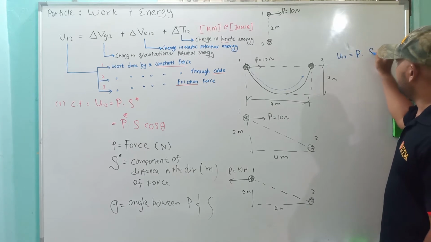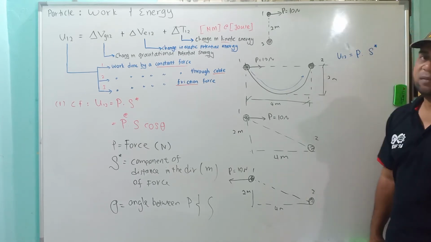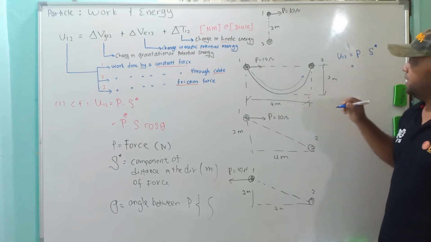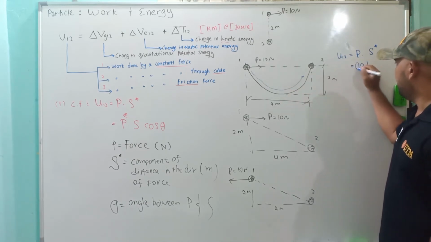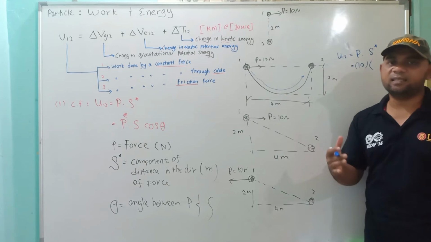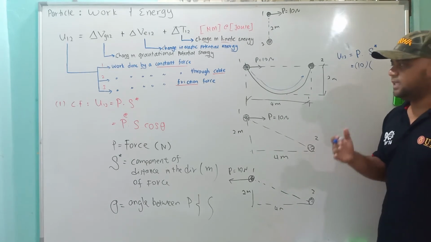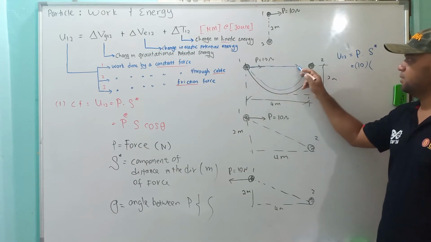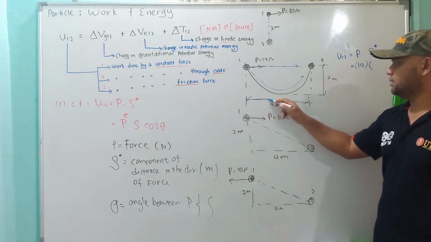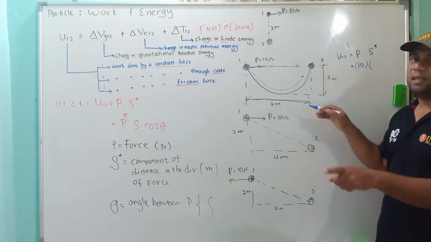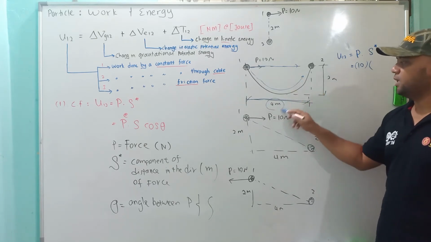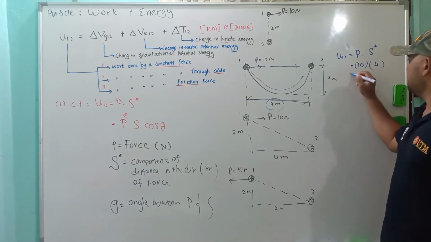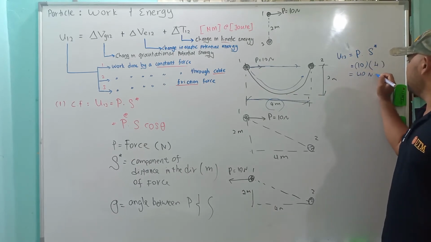equal to P S star, for example. P directly we take the P here, which is 10. S, remember S is the distance in the direction of force. So force is moving this direction, so the S is this one, the same direction as the P. So we take only the 4 meter, equal to 40 Newton meter.